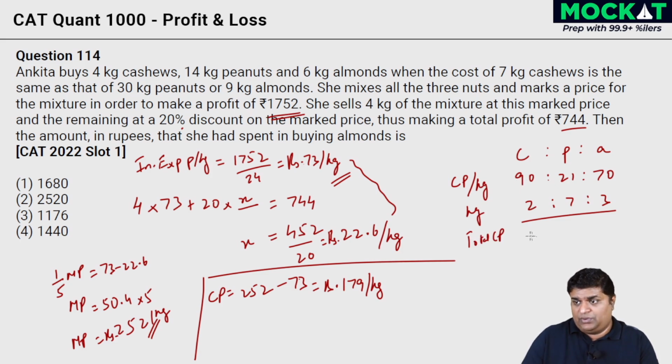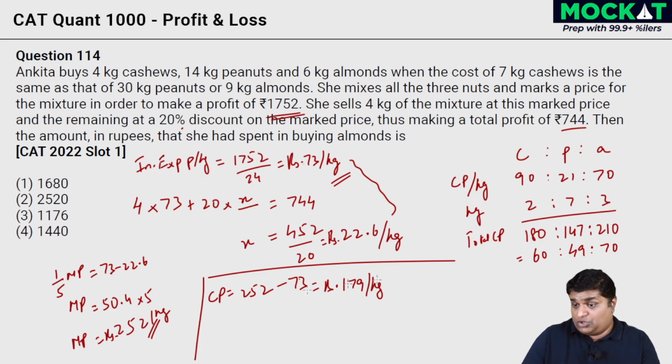So 90 into 2 over here is 180. 21 into 7 over here is going to give us 147. 70 into 3 is 210. Now anything is cancelable over here? Yeah, 3. A 3 is divisible everywhere. So divide by 3 everywhere and you get a 60 is to 49 is to 70.